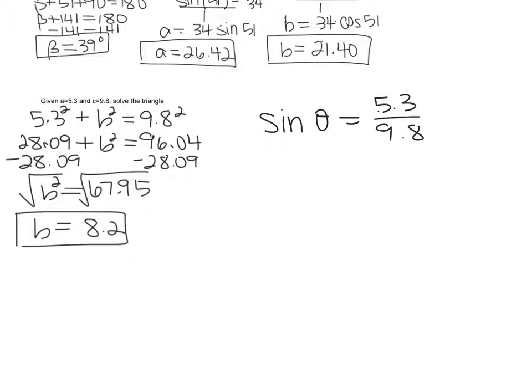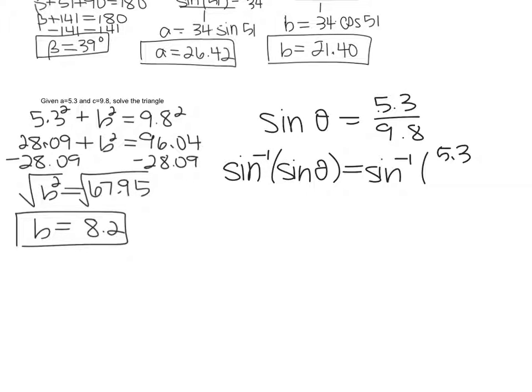Now to solve for theta, we're going to use an inverse trig function. So we're going to do sine inverse of both sides. And we end up with theta equals 32.74 degrees.